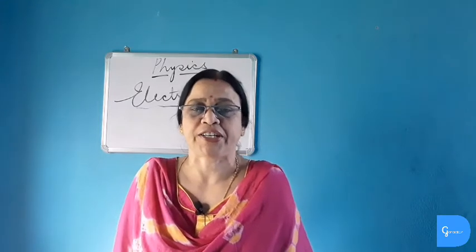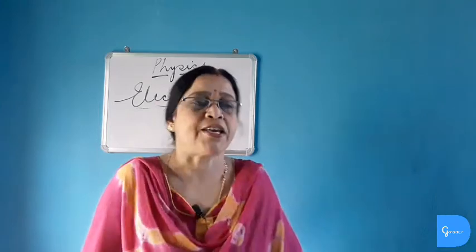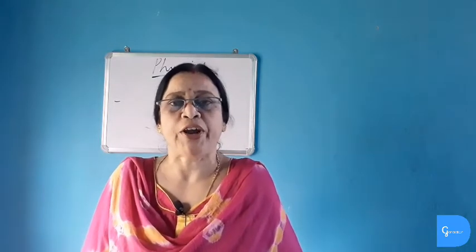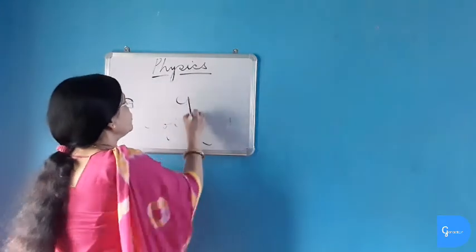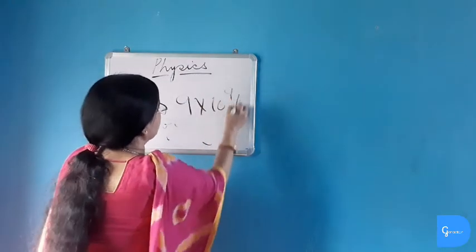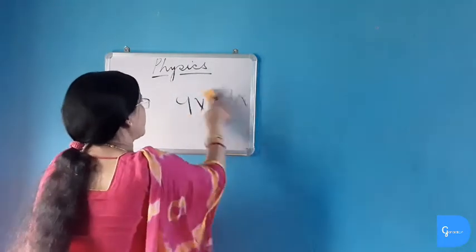Now, unit of electric charge. Unit of electric charge is coulomb. It is denoted by letter C. 1 coulomb is that quantity of electric charge which exerts a force of 9 into 10 to the power 9 Newton on an equal charge placed at a distance of 1 meter from it.